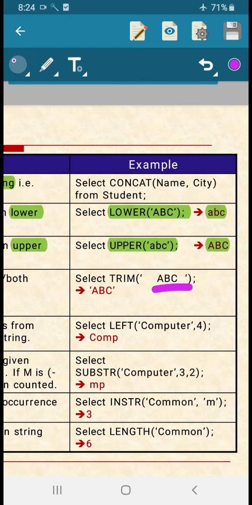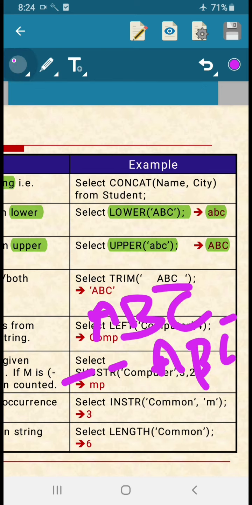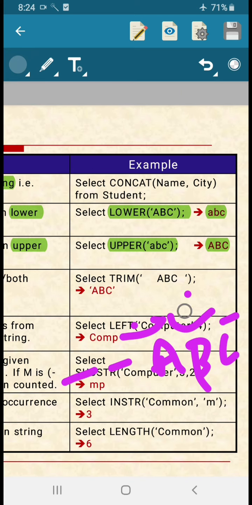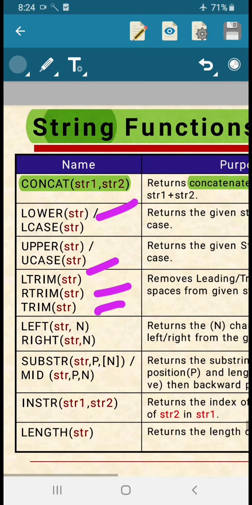Then we'll get ABC with a space, you'll get a space if it is left trim. Right trim, then you'll get 2 spaces followed by ABC, the right side part will be removed. Trim will remove both sides, left side and right side. So this type of question will be asked: what will be the output, write down the output for this one.